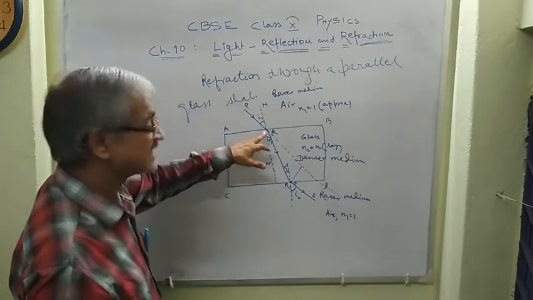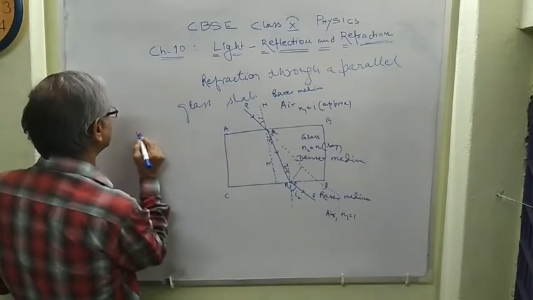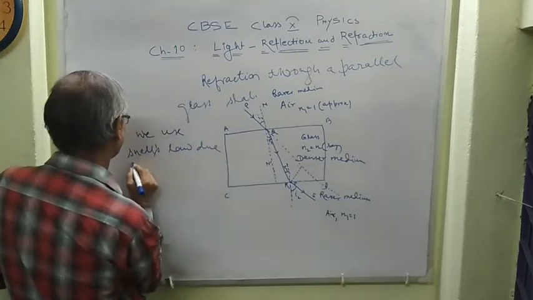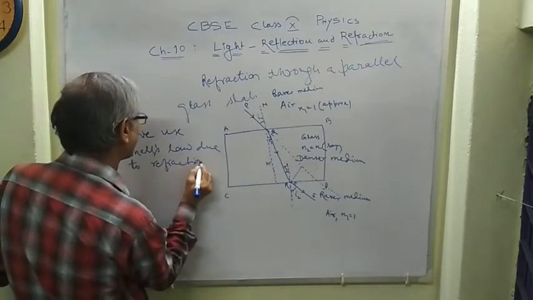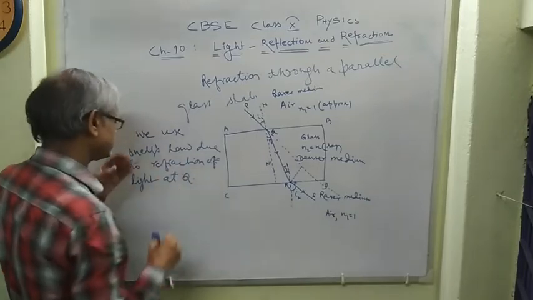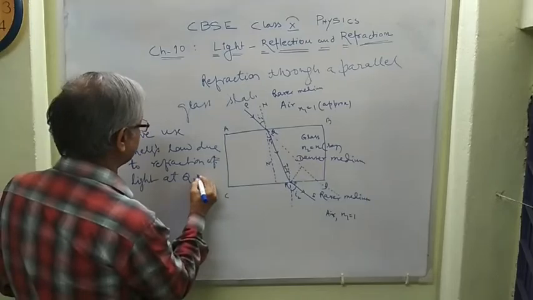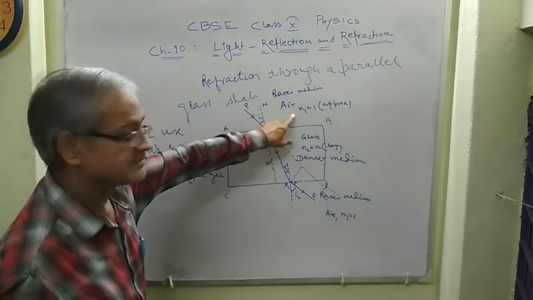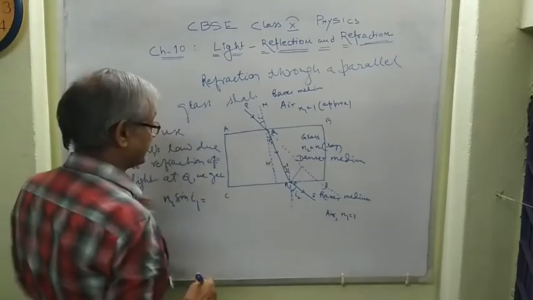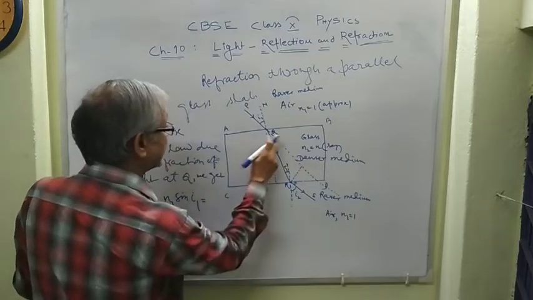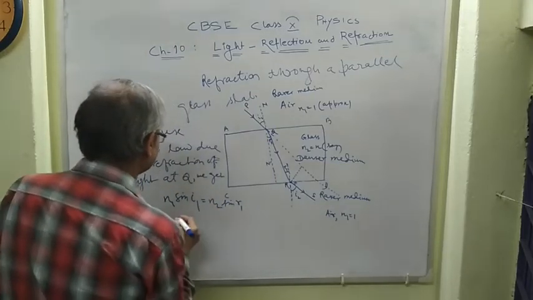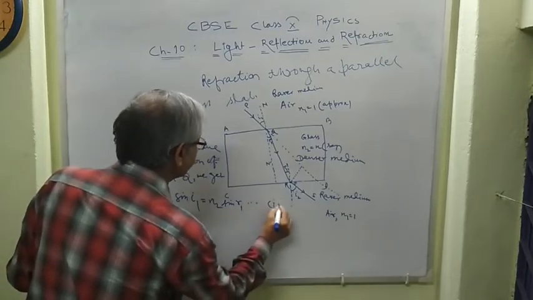Right. We use Snell's law due to refraction of light at Q. We get refractive index into sine of the angle of incidence, that is N1 sine I1 equal to the refractive index N2 and the angle of refraction R1, N2 sine R1. This is equation number 1.